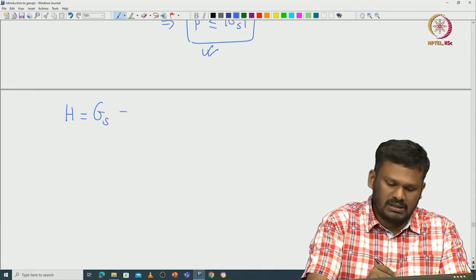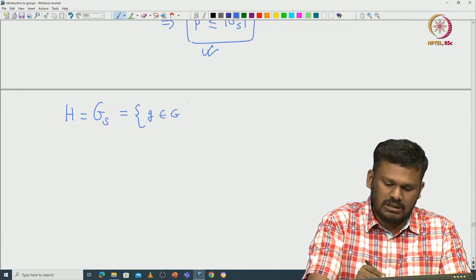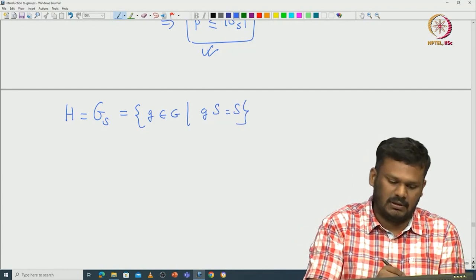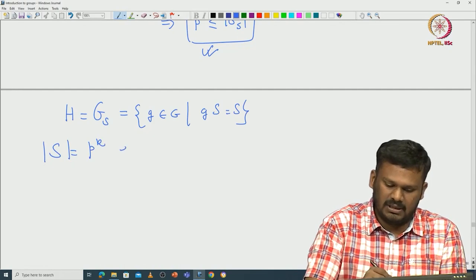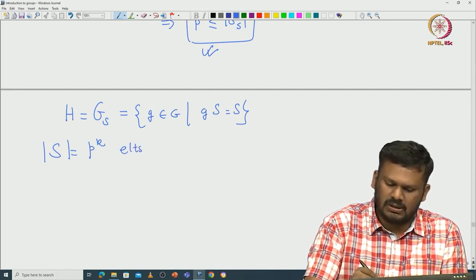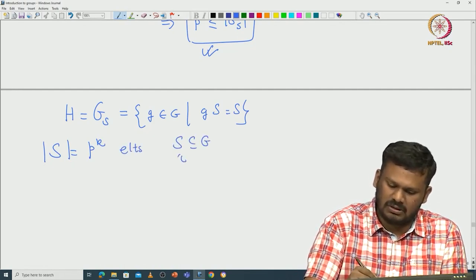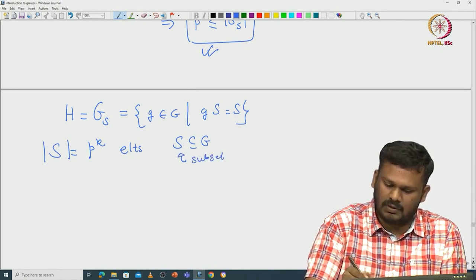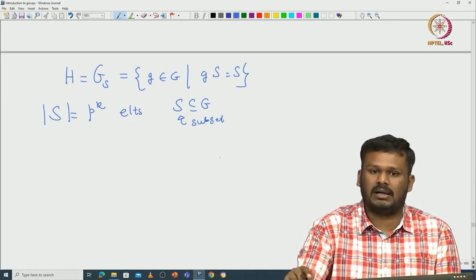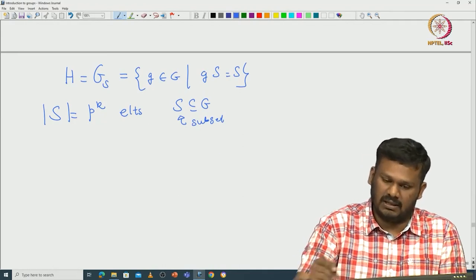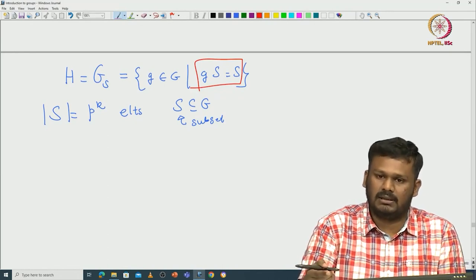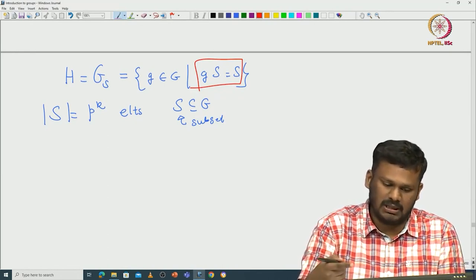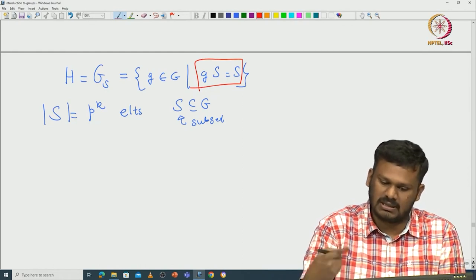So recall, this is exactly those g in G such that it fixes this capital S. Capital S is a set that has exactly p^k elements. So S is just a subset of G. But since H leaves S invariant, whenever you take some element x in capital S and g in H, then gx is in S.